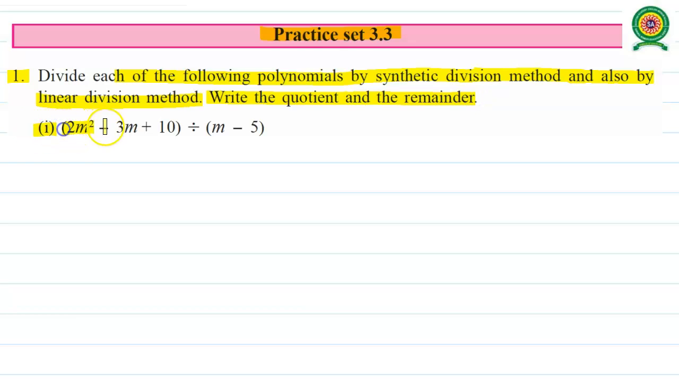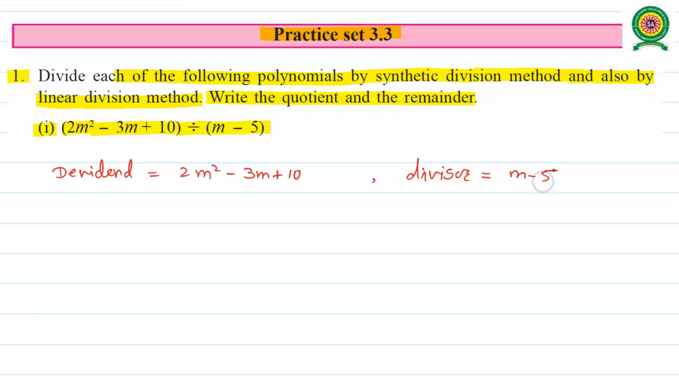We have the first sub-question: 2m² − 3m + 10 divided by m − 5. So now we have the dividend equal to 2m² − 3m + 10 and the divisor equal to m − 5. For finding the multiplier in synthetic division, we have to equate the divisor with 0, so the value of m here is 5.